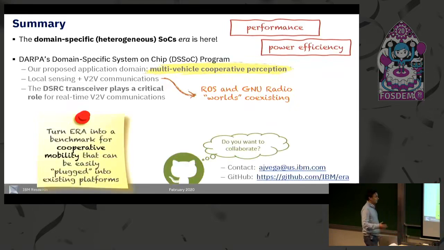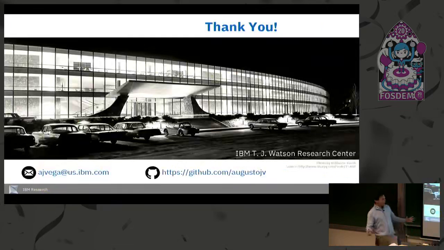And finally, as I said, we want to turn ERA into a benchmark for cooperative mobility that can be easily plugged into existing automotive platforms. So if you want to collaborate, please reach out to us, to me. Check out ERA on GitHub too. So that's it. I don't know if there are questions.